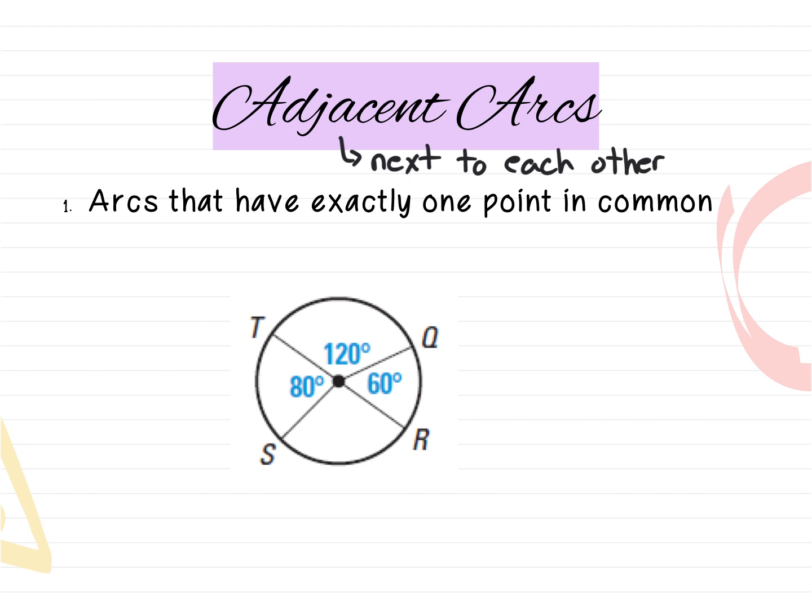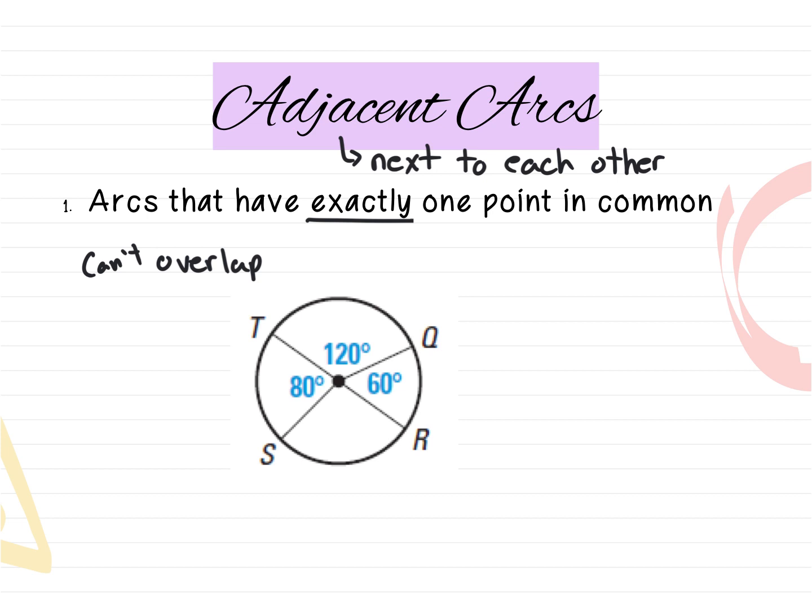So arcs that have exactly one point in common. The key word right here is exactly. So they cannot overlap. They can't overlap. So since they can't overlap, I'm going to write some adjacent arcs on the side so you guys have the examples.